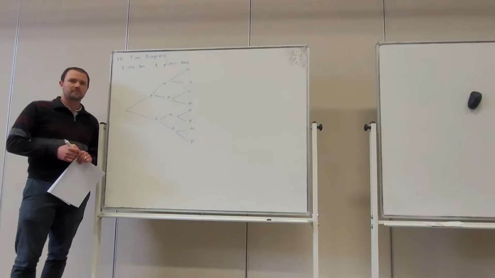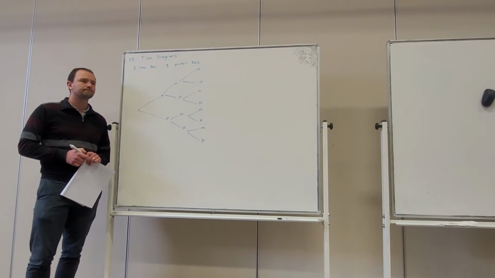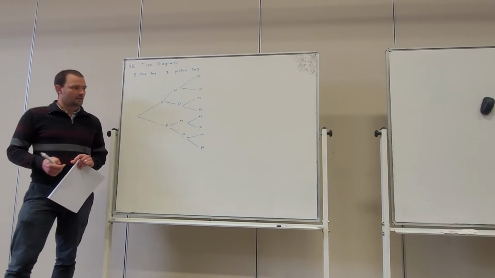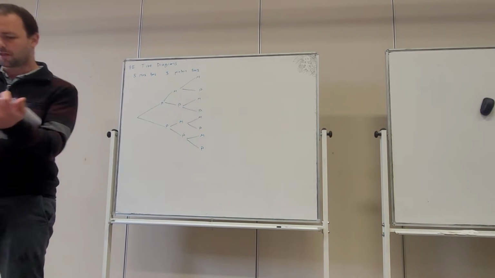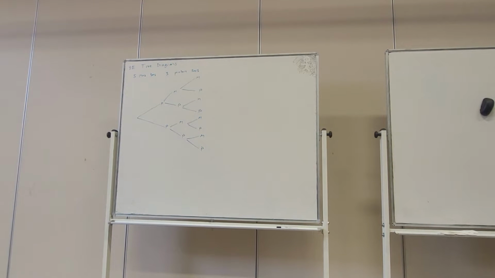Tree diagrams. You may have come across them in about year 9. So here's how we draw it. The context of the question is we've got a bag of goodies. It's like a lucky dip.